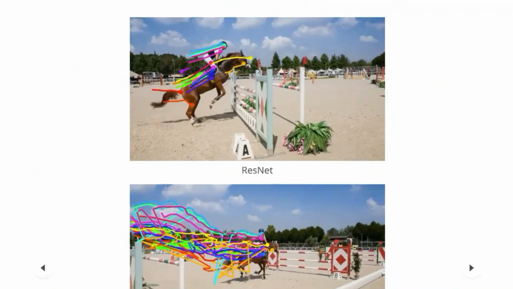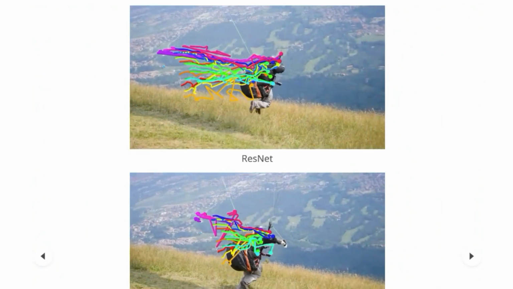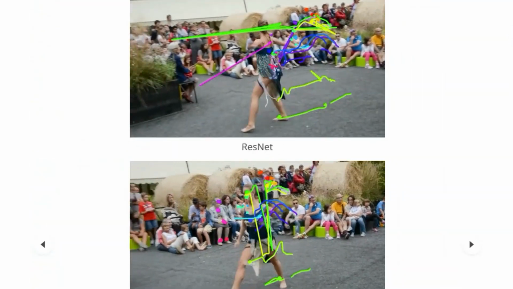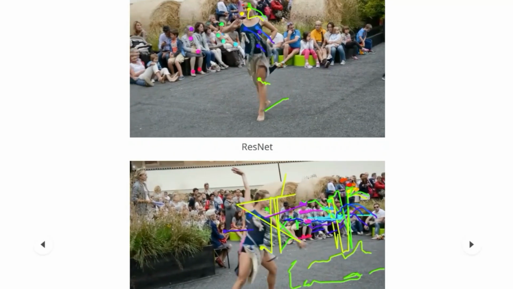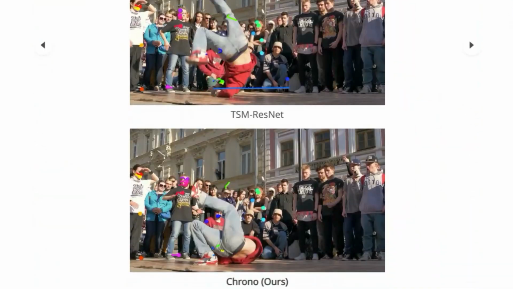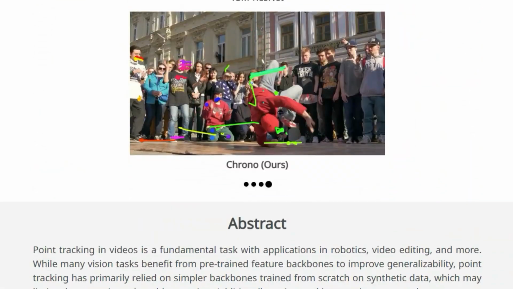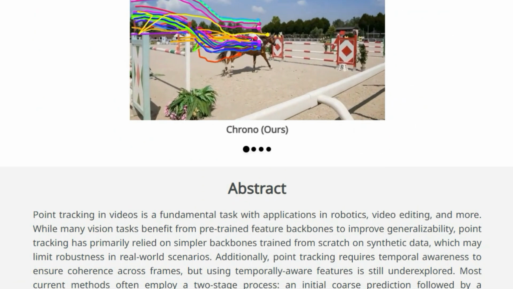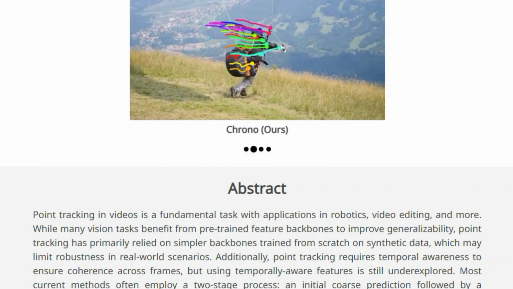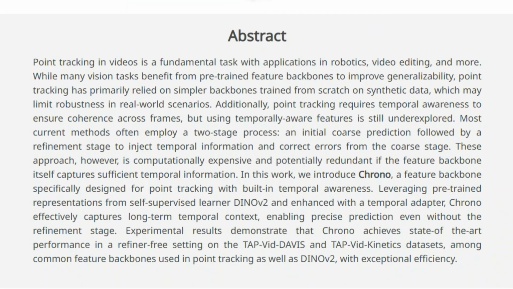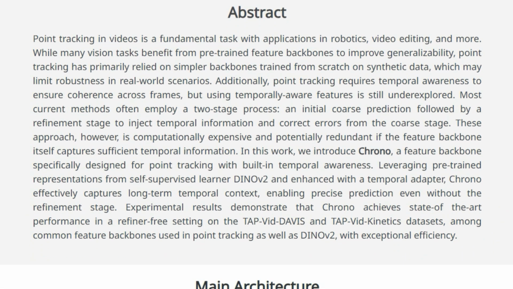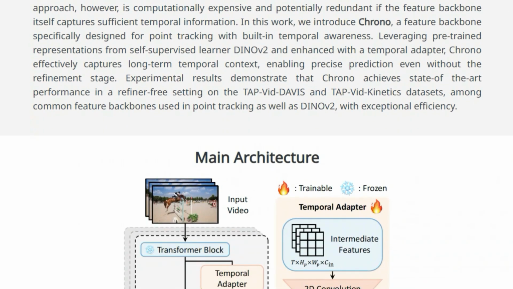What makes Chrono unique is its ability to capture long-term temporal context, enabling precise prediction without the need for a refinement stage, which is a common but computationally expensive practice in other point tracking methods. Chrono leverages the power of pre-trained representations from the self-supervised learner DINOv2 to handle real-world data effectively. However, DINOv2 alone lacks motion awareness, so Chrono enhances it with a lightweight temporal adapter. This adapter is placed between each transformer block of DINOv2.